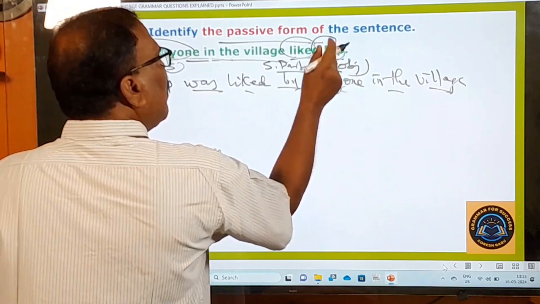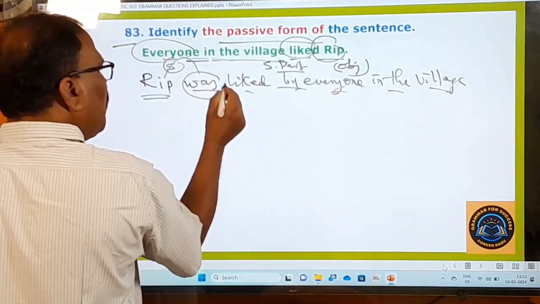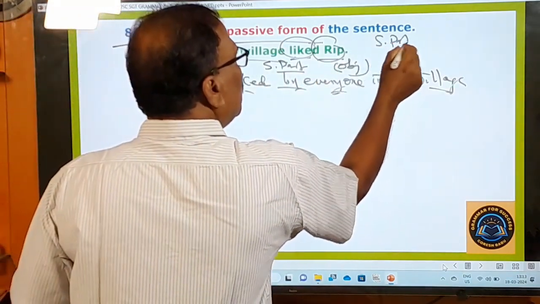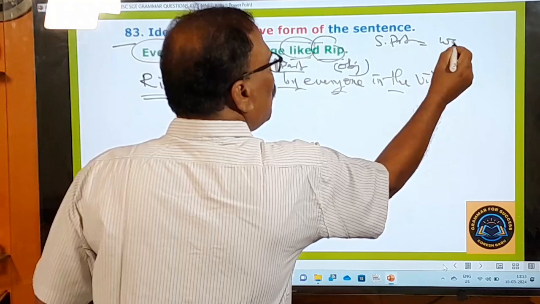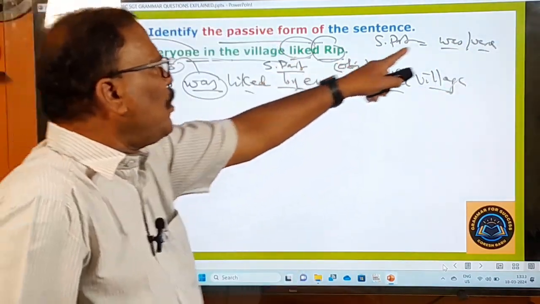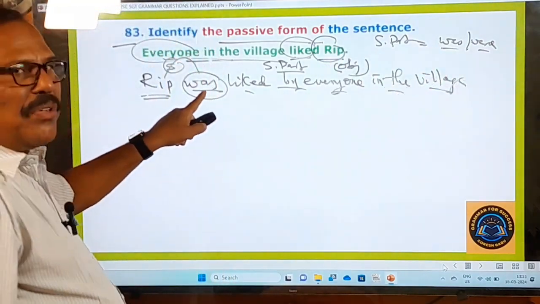So you bring the object to the front position. According to this object, we have to use the helping verb. What is the helping verb? Generally, if you change the simple past into passive voice, you use was or were according to the object. If the object is singular, you use was. If the object is plural, you use were. But here the object is singular, therefore you have used was.